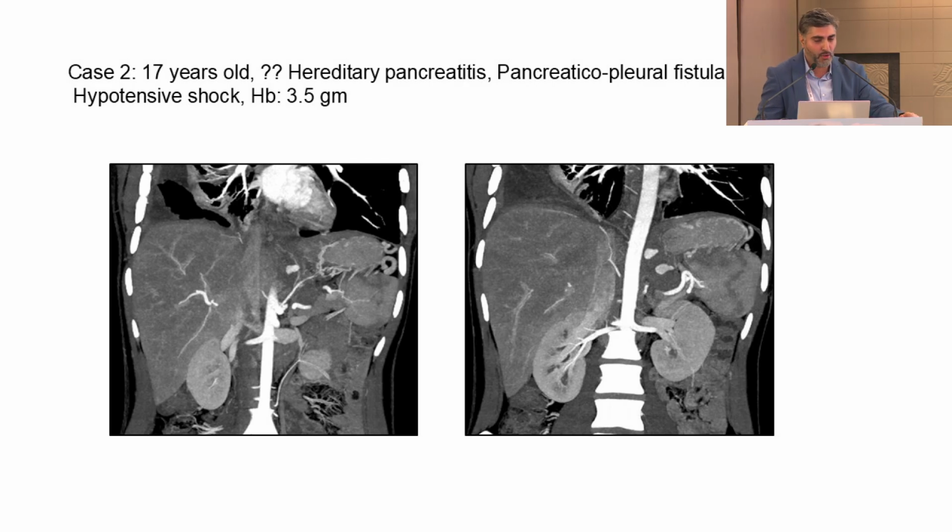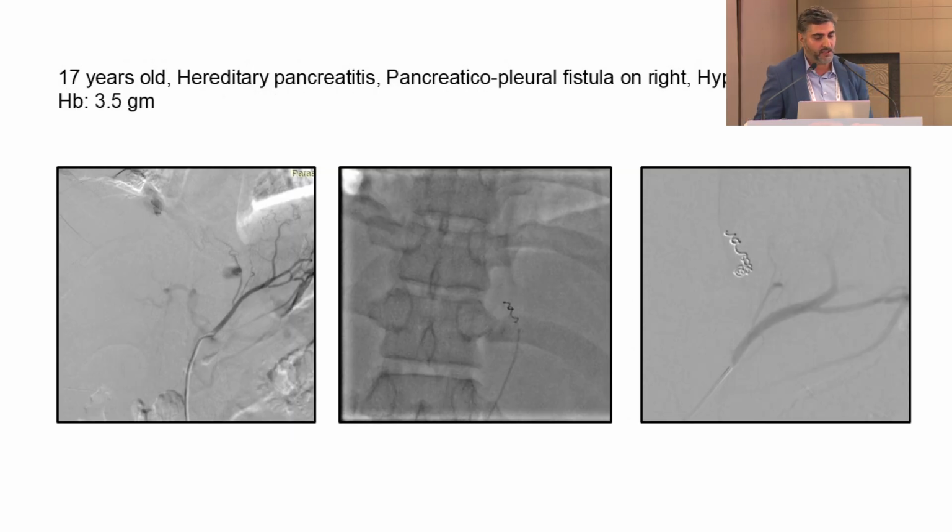Next case, it's a 17-year-old. The family had lost the twin brother about 2 to 3 years back to an upper GI bleed post-pancreatitis. He was admitted with a pancreatopleural fistula on the right side, hypotensive shock, HB of 3.5. We could see on CT angio 2 closely placed pseudoaneurysms.